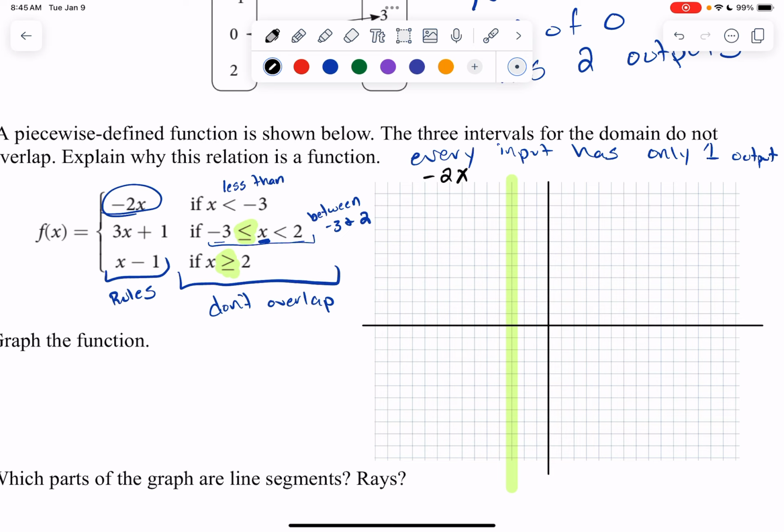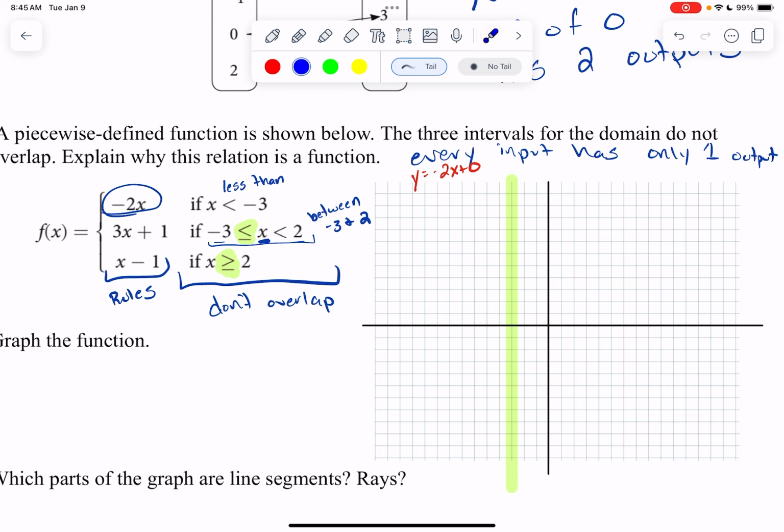So I write that above there. I'm using that rule, negative 2x. If you remember how to graph that, we look at y equals mx plus b: y equals negative 2x plus 0. So that's going to have a y-intercept of 0. Let's switch colors and make this one red. Y equals negative 2x plus 0, y-intercept of 0.